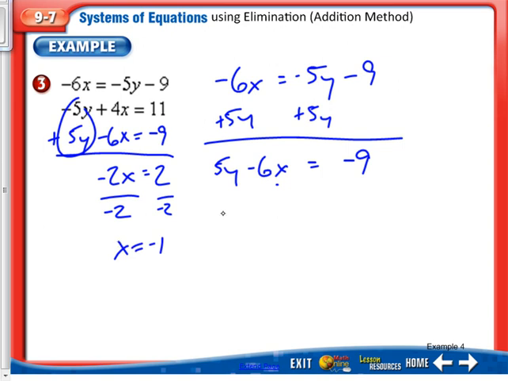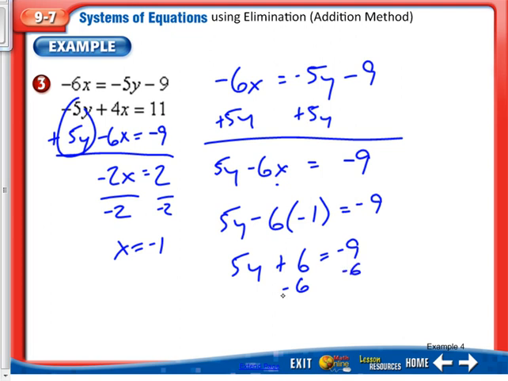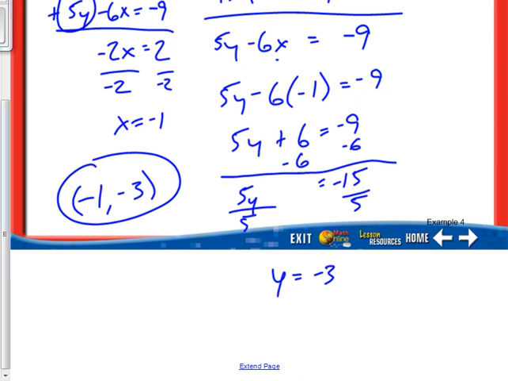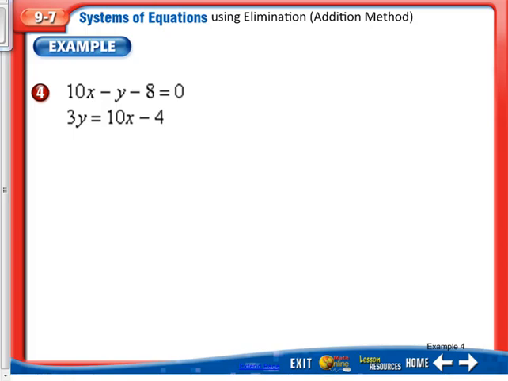Okay, now what we need to do is just plug this value into our other equation. I can just put it in up here if I want. So 5y minus 6 times negative 1 equals negative 9. Now this is a negative 6 times a negative 1, so 5y plus 6 is equal to negative 9. I'll subtract 6 on both sides. So I end up with 5y is equal to negative 15, which works out nicely because 15 is divisible by 5. We divide by 5 on both sides, and we're going to get y is equal to negative 3. So our solution is negative 1, negative 3, and that's where these two lines will intersect if we were going to graph them. Okay, one final example here.